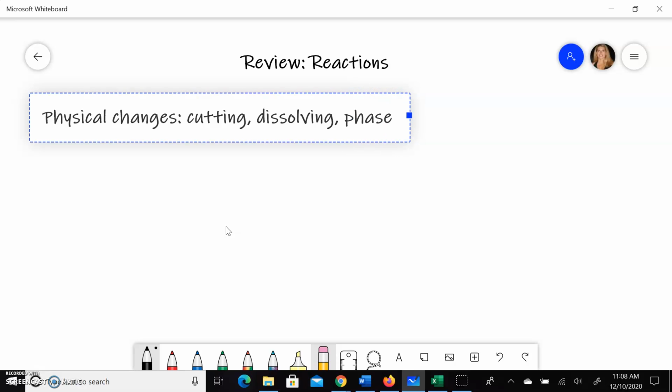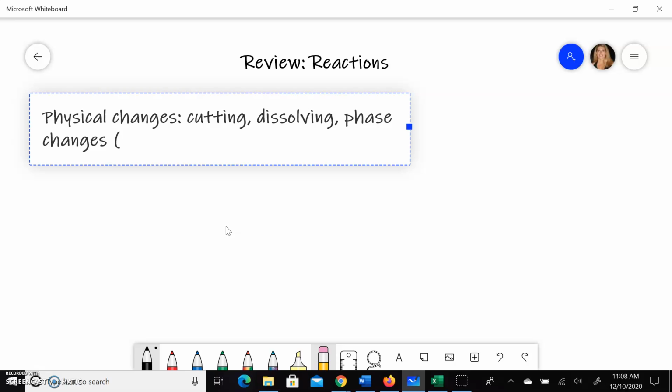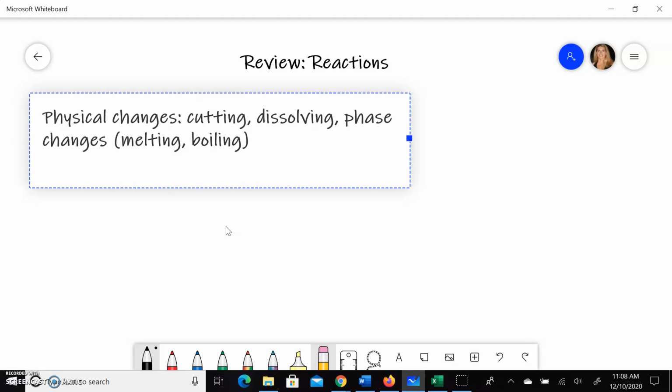And then watch out for phase changes. So things like melting, boiling, any word that means a phase change is not changing the identity of something. So if you have an ice cube of water and you melt it into liquid water, both of them are H2O, so it hasn't changed its identity.